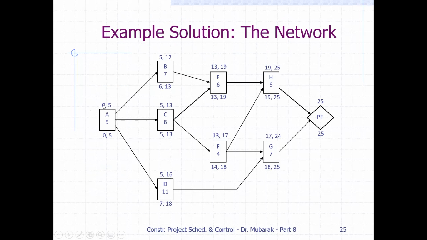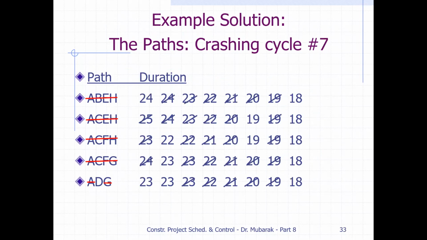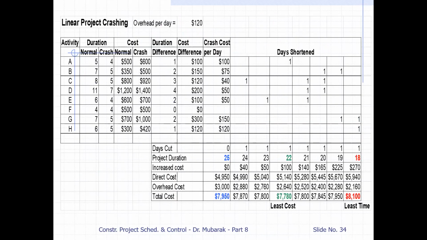A is 5 here, 13 here, 19 here, 25. So this is the path that gives us the critical path. It means we should cut 1 day from this path. So going for this, we will first build this table.